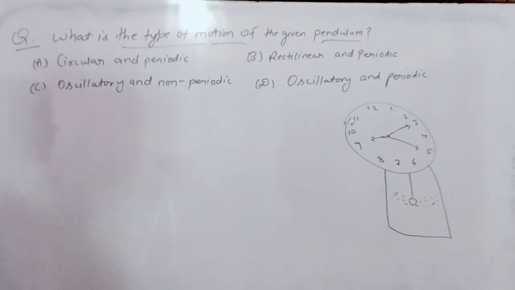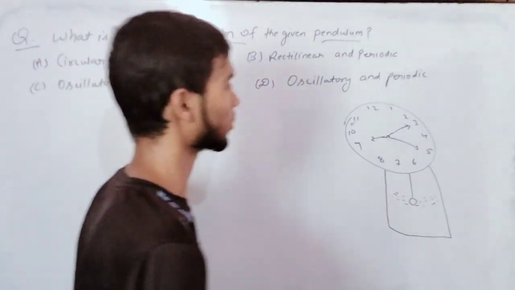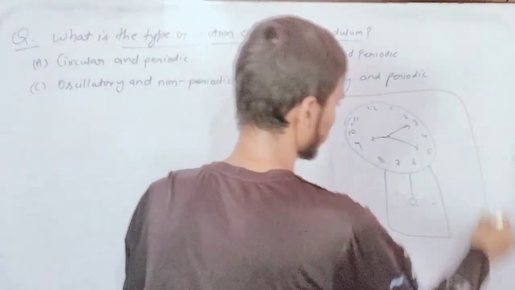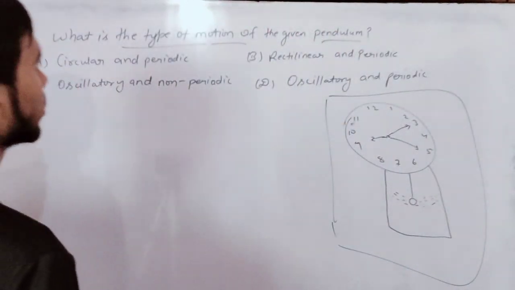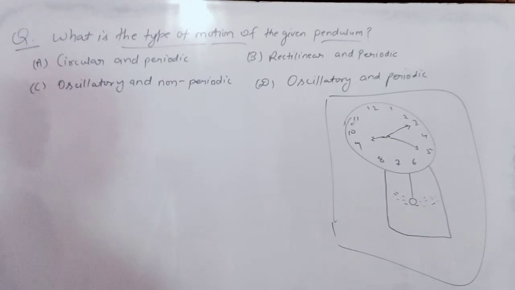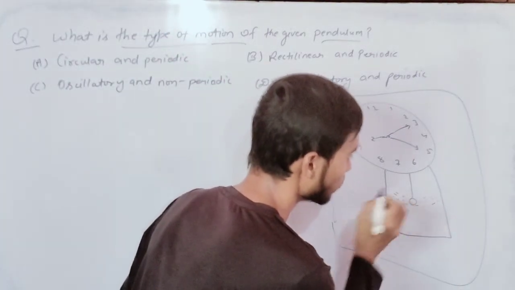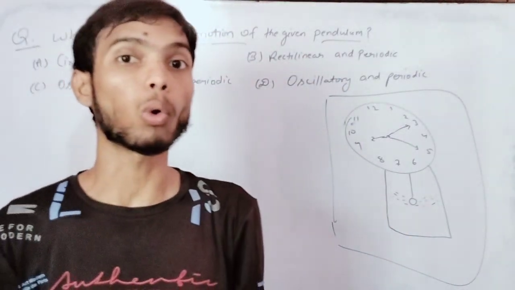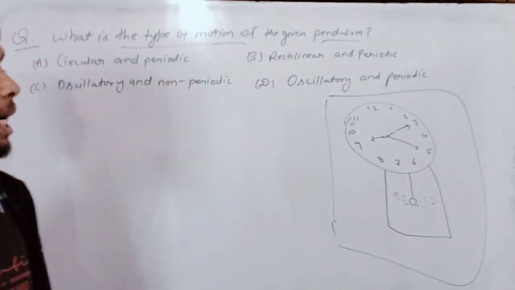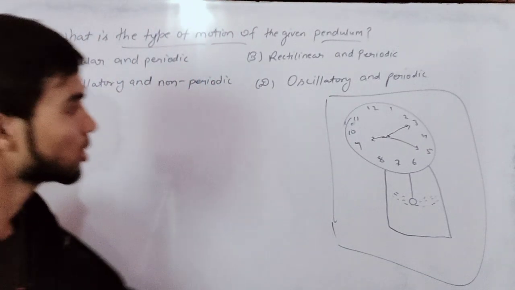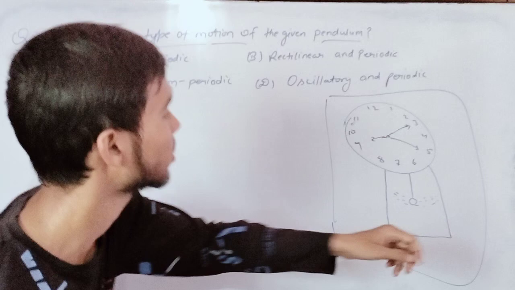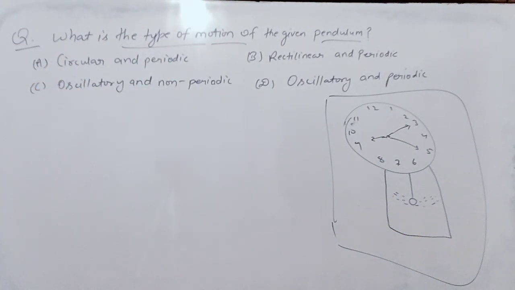Did you see a clock like that in your life? What is the type of motion of the given pendulum? This is the figure of a pendulum. So you have to tell what type of motion this bob has. Is it circular motion or periodic?